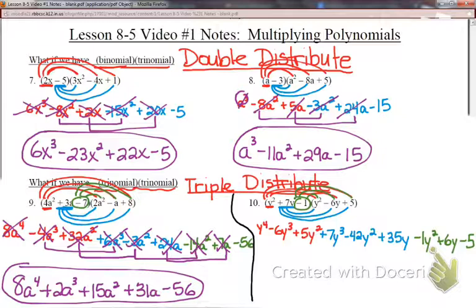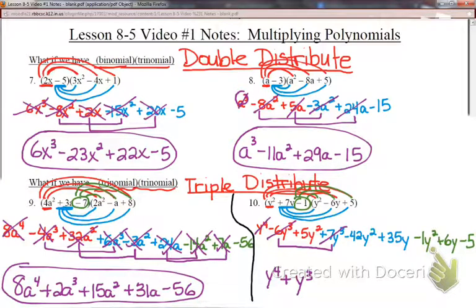Almost ran out of room there. And then you combine your like terms. So start with your highest exponent, y to the fourth. There's only one of those, so just rewrite it, y to the fourth. Combine any y to the thirds. It's those two. That's a negative 6y to the third plus 7y to the third. That's going to be a positive 1y to the third. So I'm going to put plus y to the third. You can put a 1 in front of the y if you want. You don't have to. You can put it there or not. Those are done.